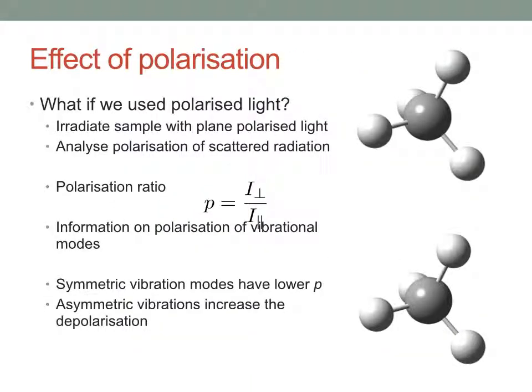So I've said that we use a laser going in. One of the side effects of using a laser is that not only is the light intense and monochromatic, it's also polarized. Does the polarization have any effect on the Raman? Well, we can look at the polarization ratio of the scattered light. This is the ratio of the light which comes out perpendicular to the light that comes out plane parallel with the incident light.